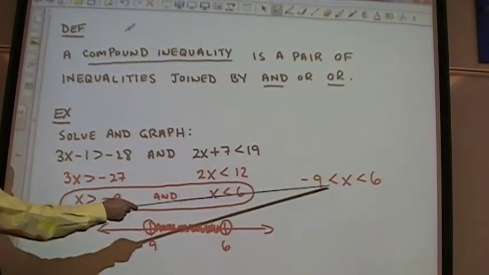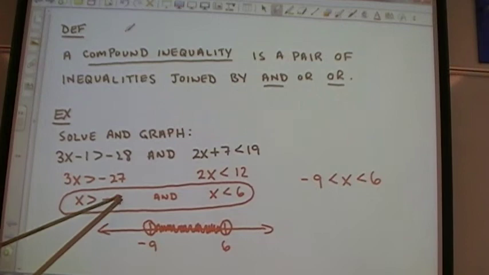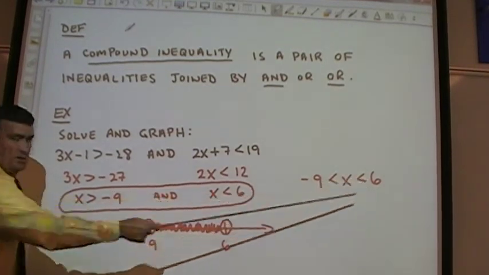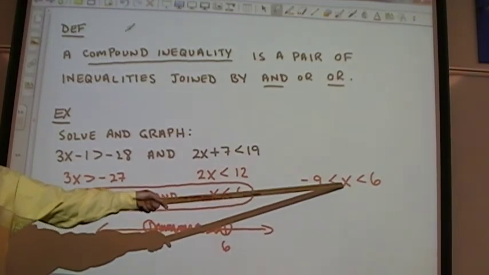This is another way that you could write an and inequality. Negative 9 is less than x, which is less than 6. This is the more common way that you will see it throughout this book.